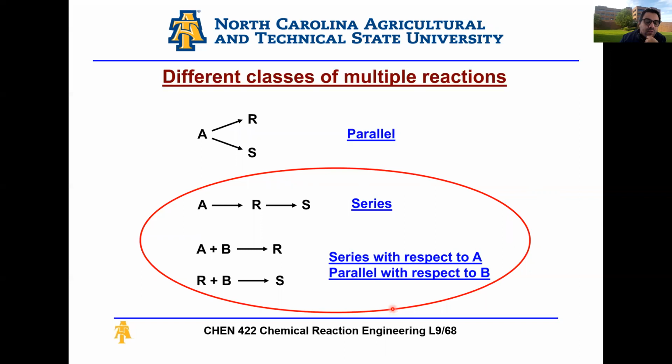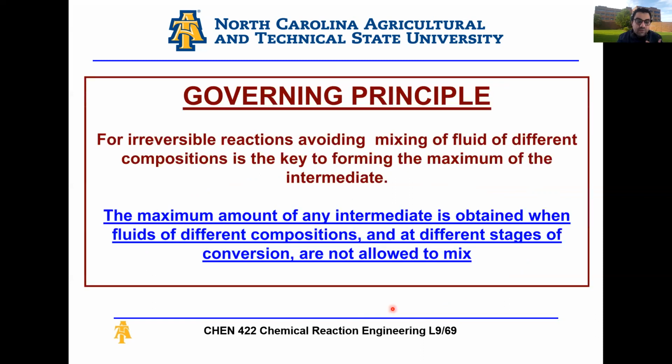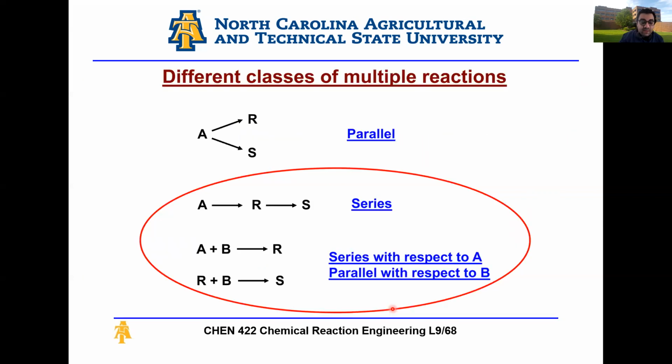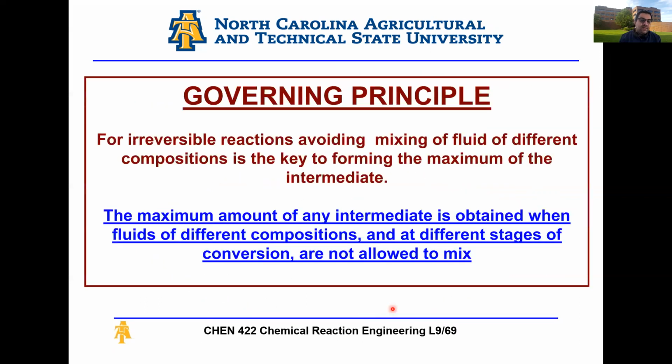We then started talking about series reactions and systems which are series with respect to one species and parallel with respect to the other. The governing principle, when I have systems which are complex, and this also applies for systems in series, is that I don't want to mix elements of fluid with different compositions. So you don't want to have a recycle. You don't want to introduce a fresh feed halfway through the reactor. You always want to minimize mixing of fluid elements at different compositions, at different conversions, okay?